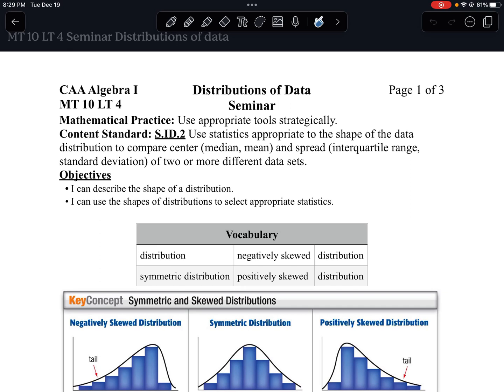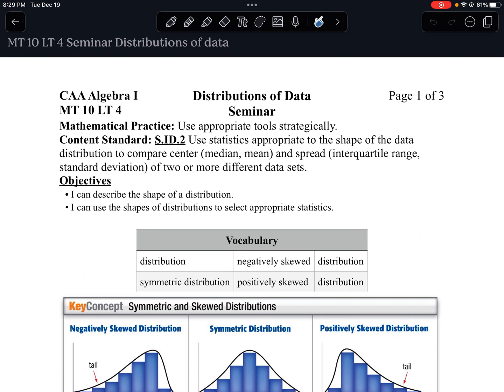Hello. In MT10 LT4, the mathematical practice I want you to concentrate on is using appropriate tools strategically. That should be in the back of your mind as you go through every problem. I want you to describe the shape of a distribution, and I want you to use the shape of distributions to select appropriate statistics. So in LT2, we concentrated on how to make a graph.